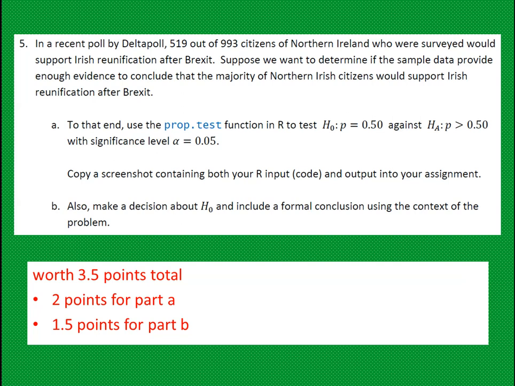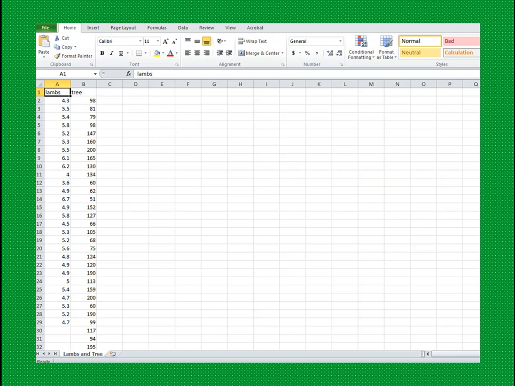And then part B, making a decision about the null and then including a formal conclusion. So if that's worth 1.5 points, it's going to be half a point for the decision and then 1 point for the formal conclusion. For number 6 and number 7, you have to retrieve the sample data from a CSV file. It's right next to the lab document on Canvas.